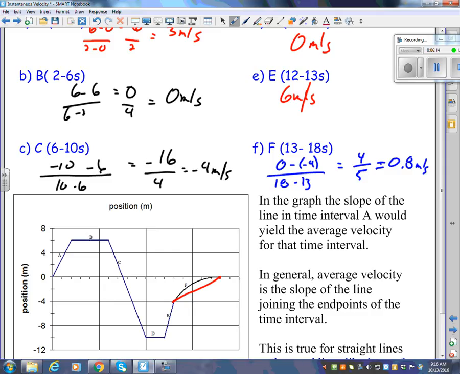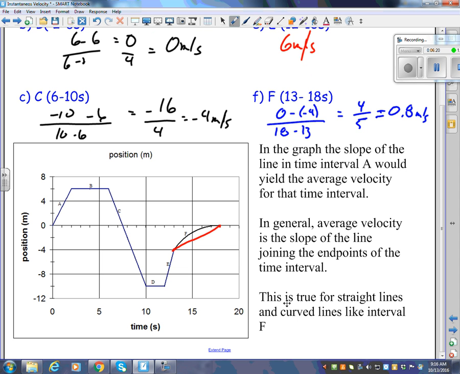Okay? Awesome. In the graph, the slope of the line in time interval A would yield the average velocity, blah, blah, blah. Oh, yeah. This is true for straight lines and curved lines like interval F. I covered all. We're all good? Do you need all of those paragraphs? No, just part of it. Oh, okay. I'll wait. Okay.